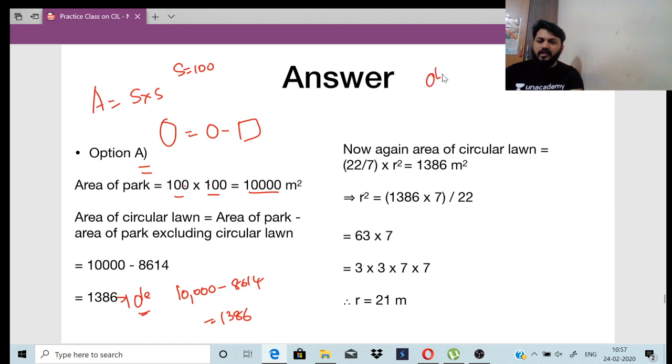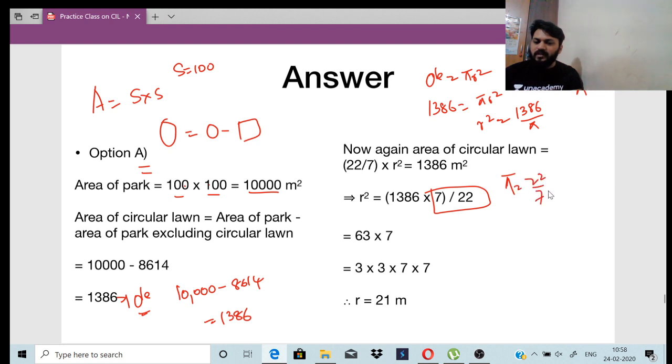We know that the area of a circle is pi r square. So 1386 is equal to pi r square. So r square is equal to 1386 divided by pi, and r is equal to the square root of 1386 by pi, which is 21 meters.